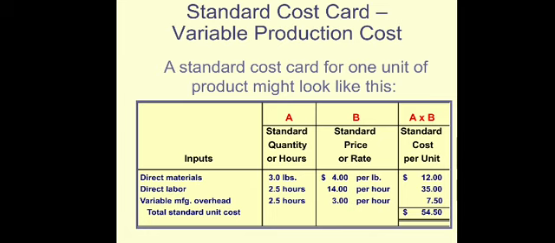And then you have direct labor. And then you have to show the variable standard cost for the variable manufacturing overhead. Then you will get this total standard unit cost. Okay, standard cost is calculated based on per unit. Okay, per unit.